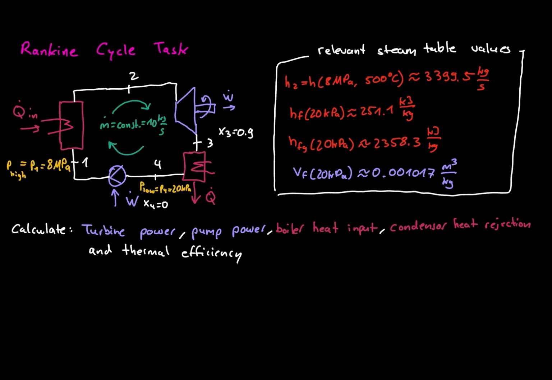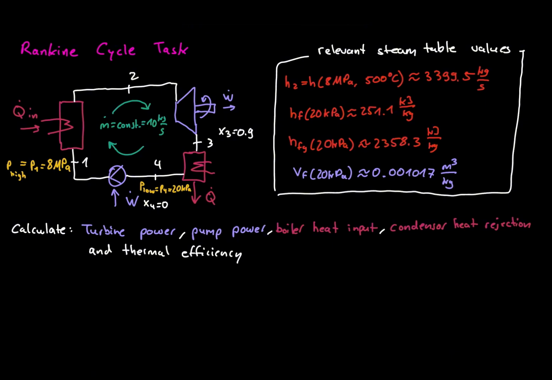We are given a steam power plant with four components: pump, boiler, turbine, and condenser. Our goal is to calculate pump work, turbine work, heat input, heat rejection, net work, and efficiency.